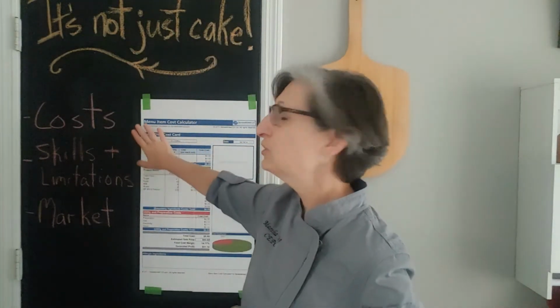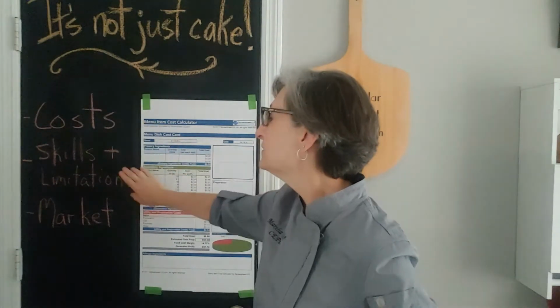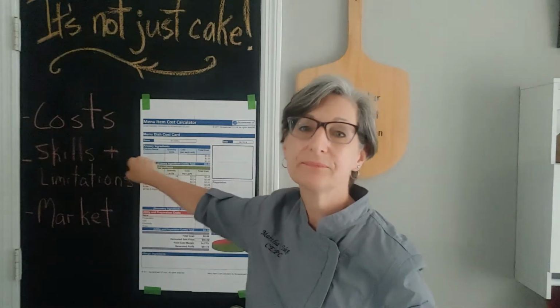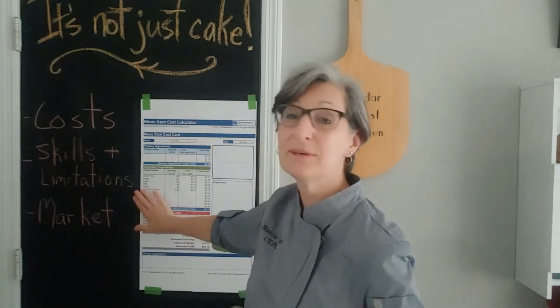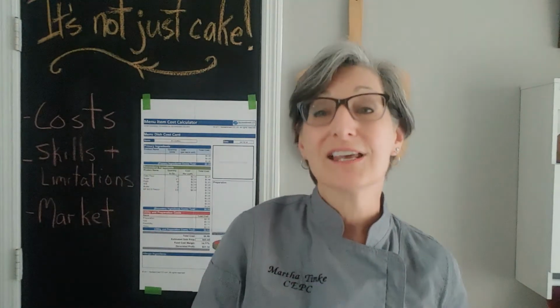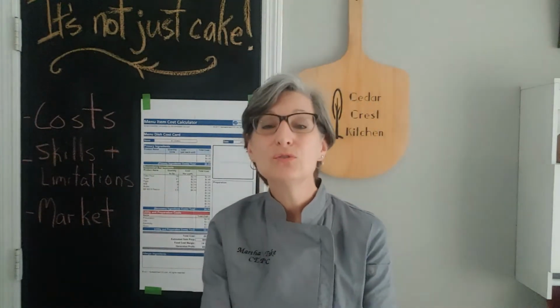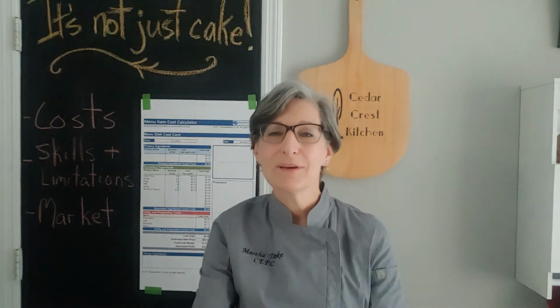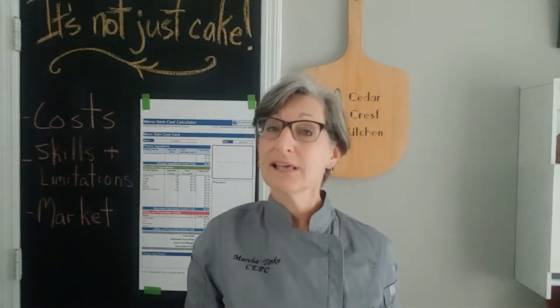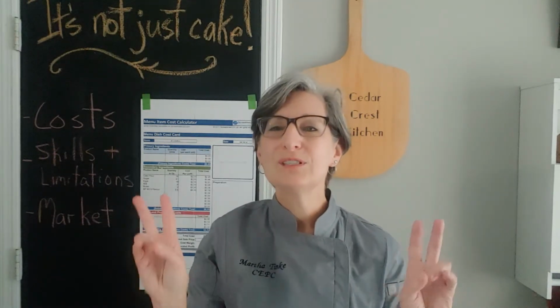The next step, once you've determined your cost, is to value and understand what your skills and limitations are. Now, limitations may sound like a negative, but I think of limitations as an opportunity to specialize. So let's think about that for a second. Let's say you are not very good at putting fondant on a cake, but your buttercream skills are amazing. Well, it sounds like you're limited, but what if you specialize in buttercream cakes?